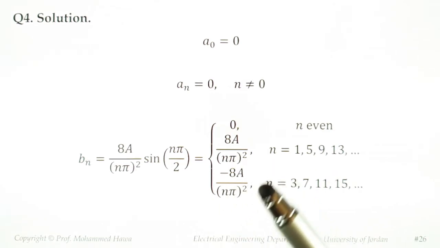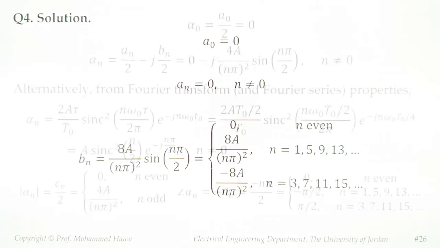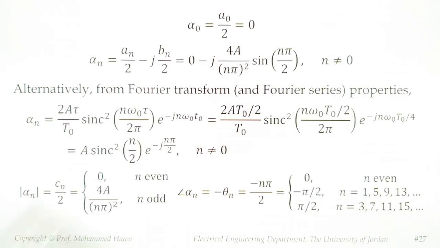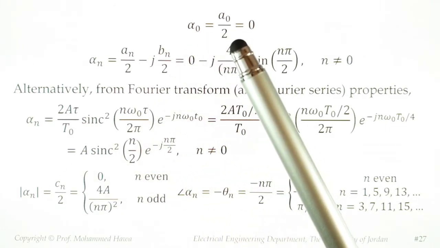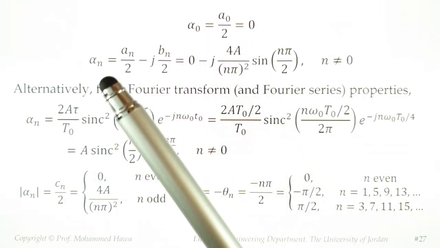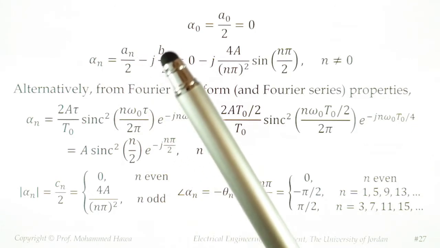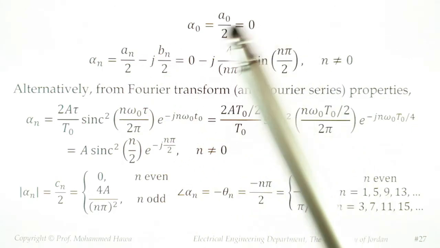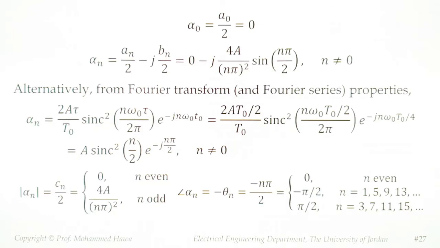Depending on the actual value of n. So please do the integral, verify that this is the answer you're going to get. From that answer, you can get alpha naught, which is a naught over 2, and you can also get alpha n, which is a n over 2 minus j b n over 2, and you notice that this is a purely imaginary value for alpha n.